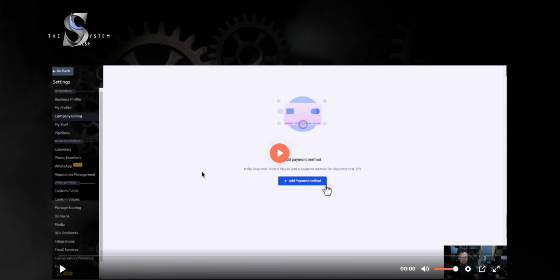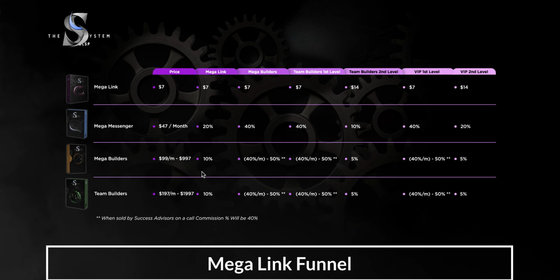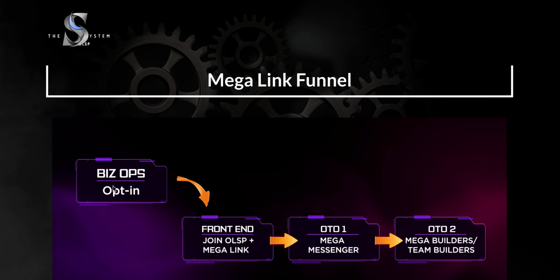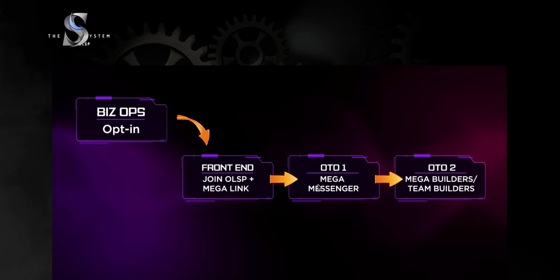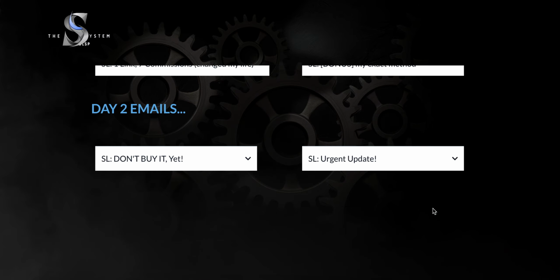And then just scroll down, you will see there are several materials that you can take. Okay, so here is the series: people get in, they buy the mega link, and they will get the mega messenger, and they might get the mega builders or team builders. Now just scroll down, here you go.